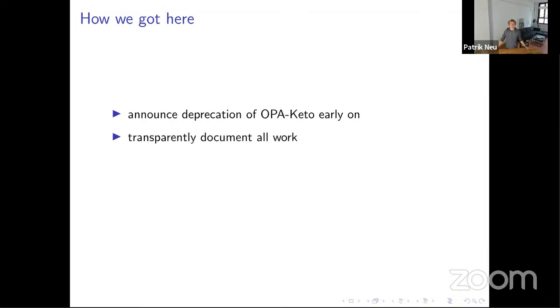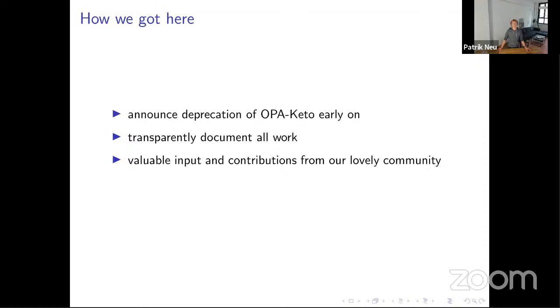Another thing that was very important for us was to transparently document all our work. We did not want to sit in our basement, write the next version, and then just push it on GitHub. Instead, we created issues, started discussions, asked people, and reached out to everyone we knew who was using the system and who was interested in the new one. And we then got a lot of valuable input and contributions from our lovely community.